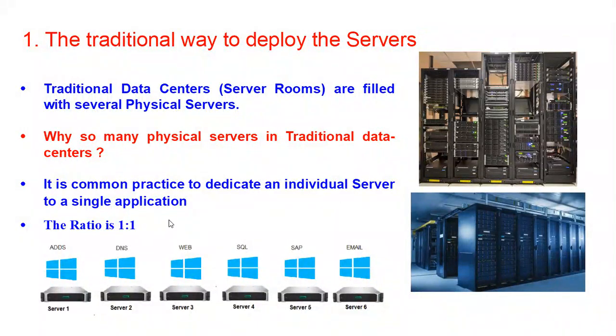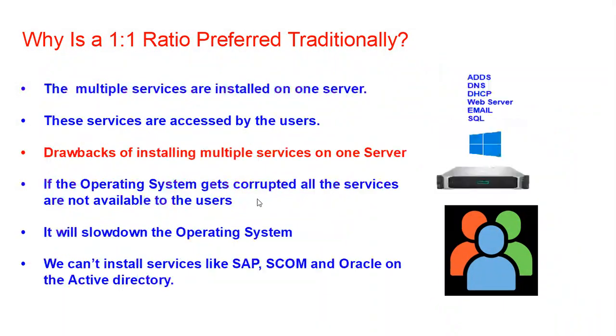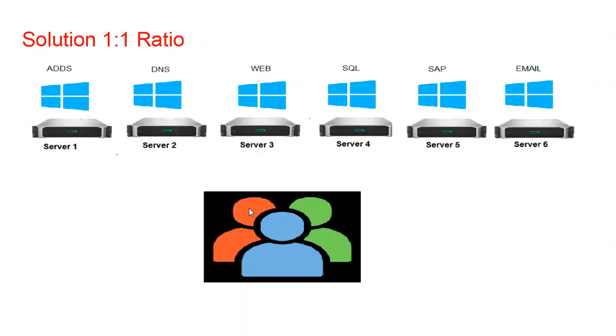If you have 100 applications, you need 100 servers. We have also seen the reason why we need 100 servers for 100 applications: because we need to provide a separate operating system for each separate application. That is why we are using this 1:1 ratio.